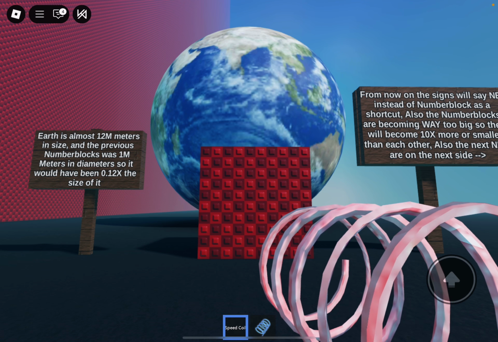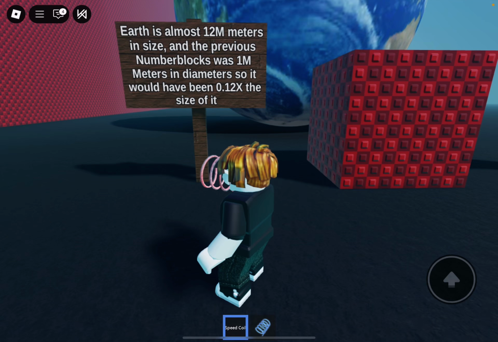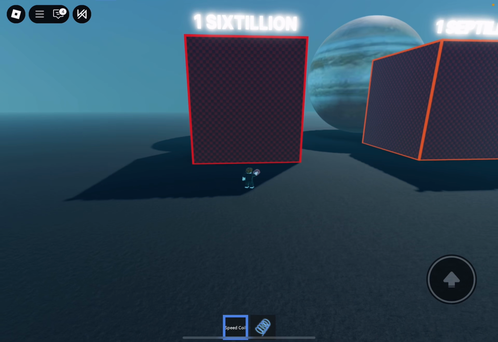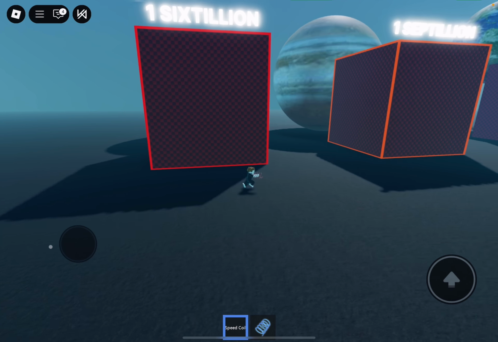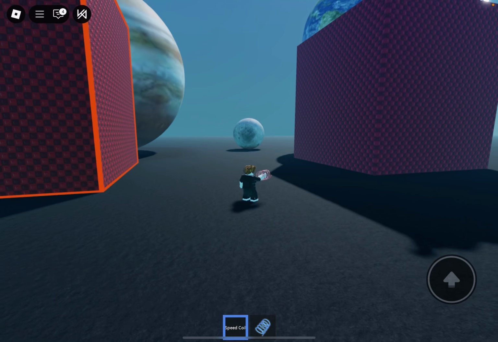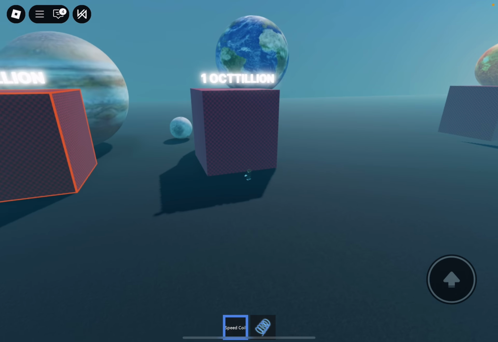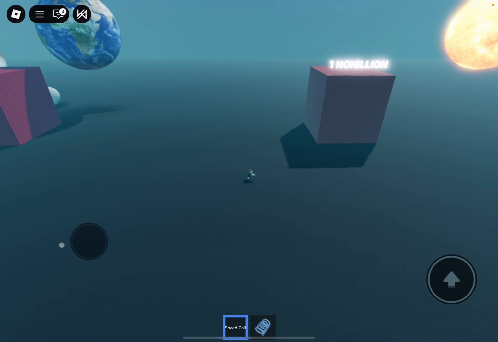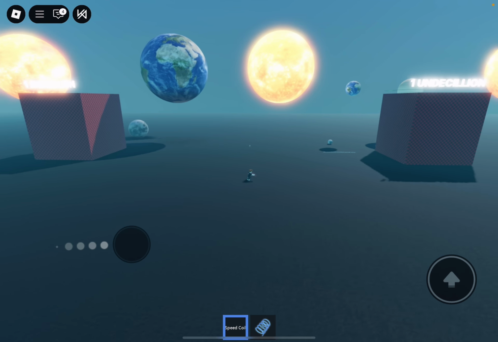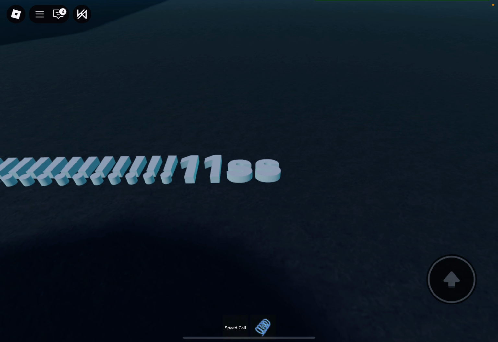Yeah, honestly, that Numberblocks Big 3D did this originally, but yeah. Also, yeah, this one is approximately 1 sextillion. 1 septillion. That's, I don't know what planet that is. Maybe the moon or Pluto. Wait, no. No, that's Jupiter. I don't know. Octillion. Nonillion. Wow, the sun is glowing. Decillion. Wait, hold on. What's this? Decillion.